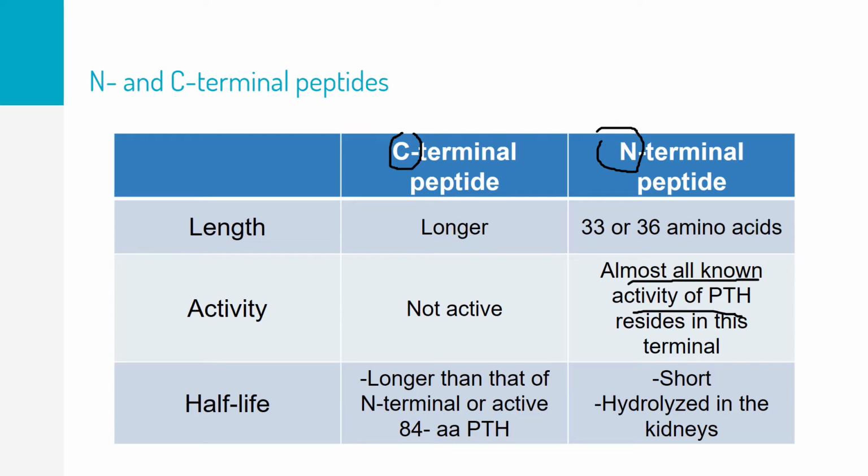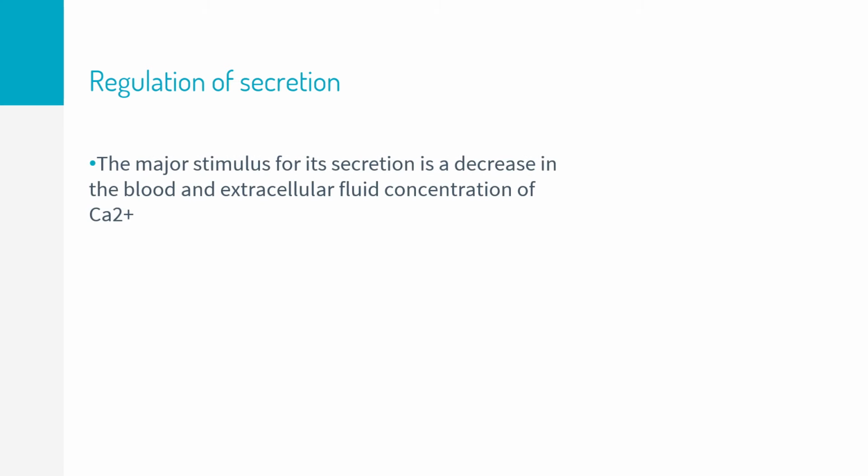On the other hand, the C-terminal is not active. The N-terminal has a short half-life and is hydrolyzed in the kidneys. As for the C-terminal, it has a longer half-life than the N-terminal, or even the active, intact parathyroid hormone.